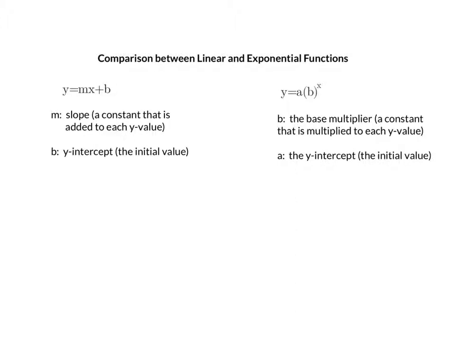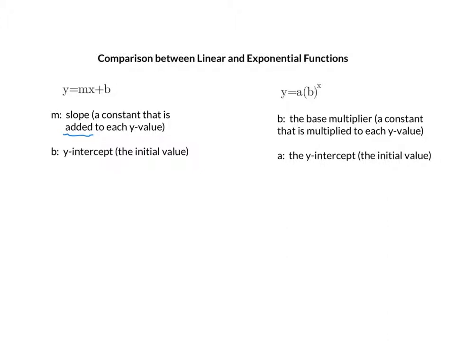Linear equation, we have our slope-intercept form, y equals mx plus b. This gives us two pieces of information. The first is the slope. This is a constant that is added to each y value as x increases by 1. We also have the y-intercept, or the initial value, the initial y value, when x is 0, which is our b.